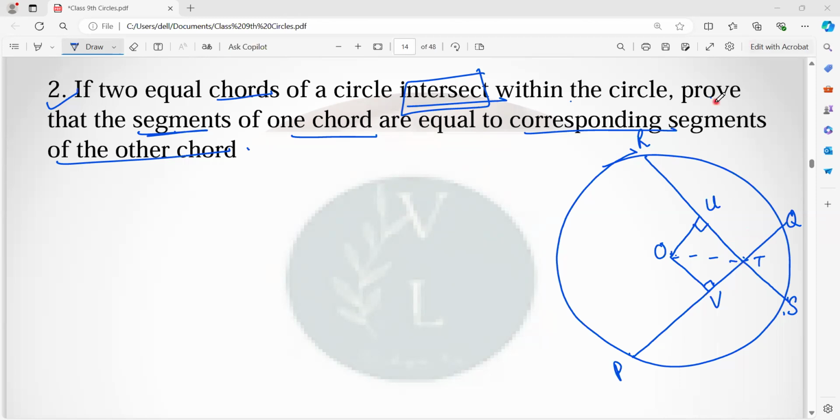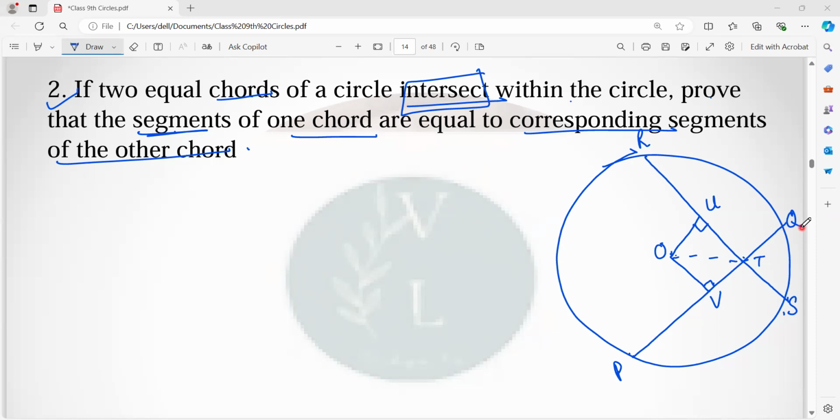Now, what we need to prove? Prove that the segments of one chord are equal to the corresponding segments of the other chord. That is, this is one chord, this is another chord, and this is a segment of one chord, and this is a segment of the other chord. So we need to prove that PT is equal to the corresponding segment of the other chord, that is RT, and TS is equal to QT. We need to prove this part.